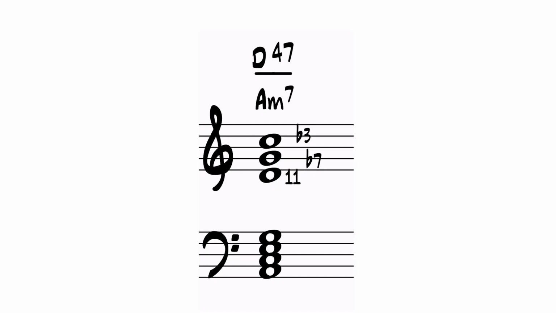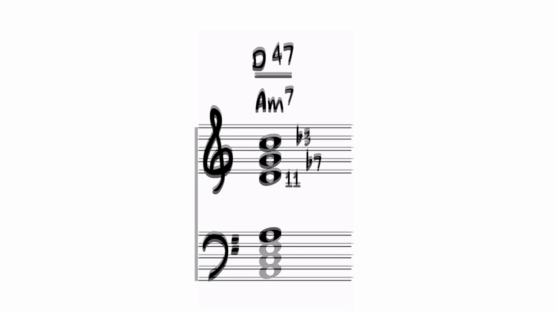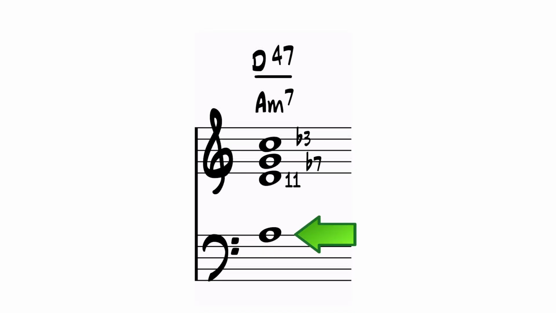The 4-4-7 contains the 11th and the two guide tones, the flat 3 and the flat 7. This upper structure has all of the necessary information to define the minor 7 chord, so we can actually play it over just the root and get the minor 7 sound without needing any of the other notes.